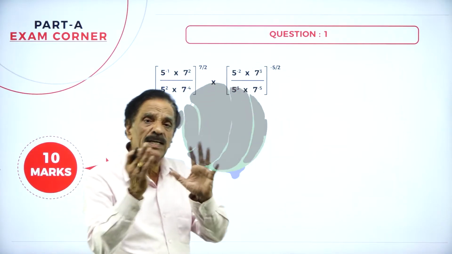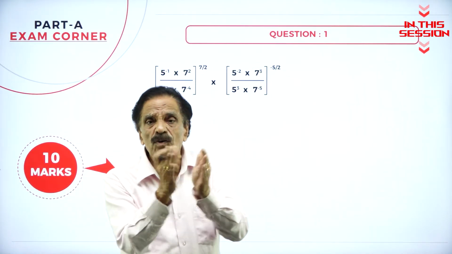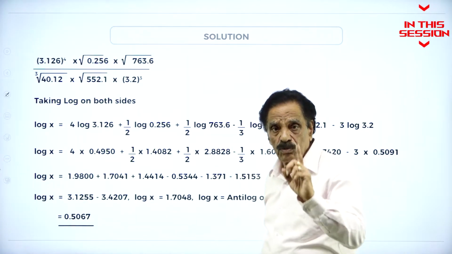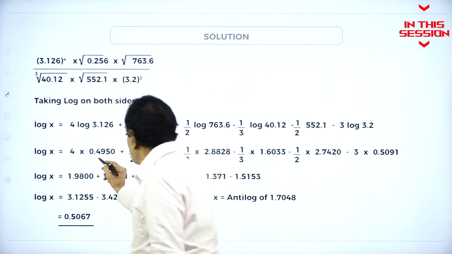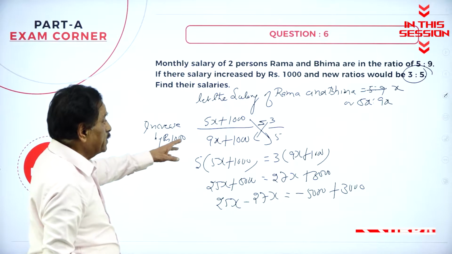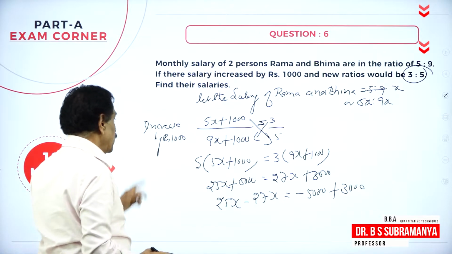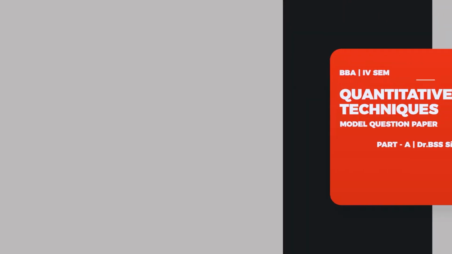The plural of index number is called indices. When you have got a common base, the exponent can be added. In the 31, you have to see the 2, 6 mean difference. It will come 0.4950. Let the salary of Rama and Bhima be equal to x. 5x is equal to 9x. Increase by 1000.